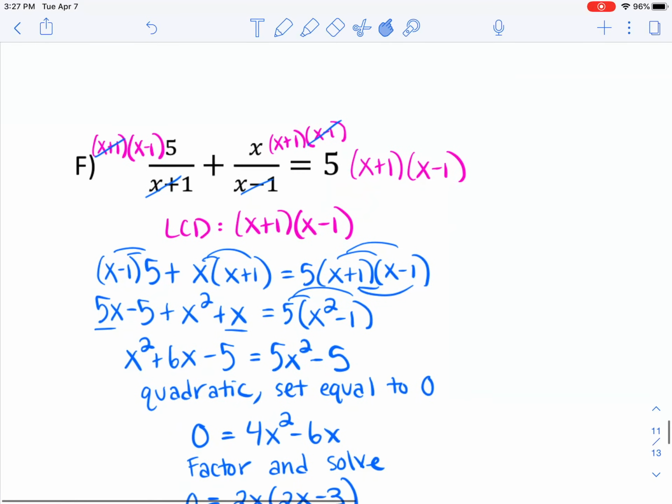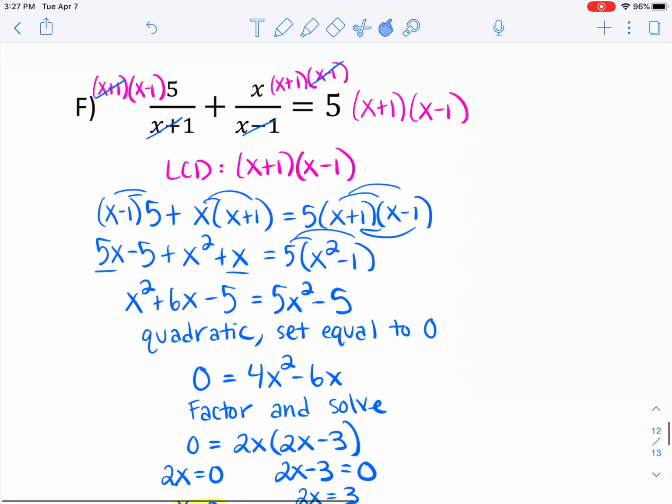And in F, our LCD is x plus 1 times x minus 1. So you're going to multiply each piece by that. Notice that the x plus 1's cancel in the first part, the x minus 1's cancel in the second part, and then there's no denominators on the right-hand side, so nothing cancels. What we're left with after the canceling is x minus 1 times 5 plus x times x plus 1 equals 5 times x plus 1 times x minus 1.